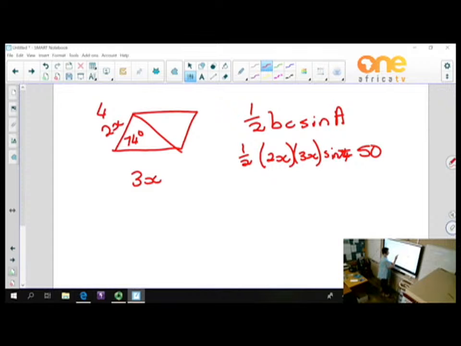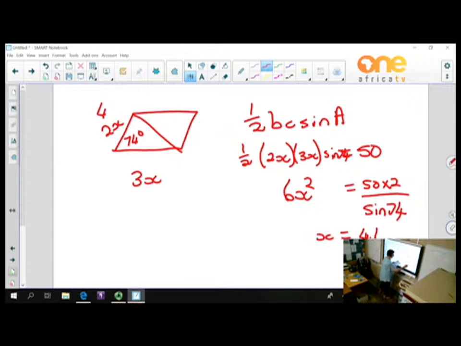So multiply by 2 there, so it will be 50 times 2, divide by sine 74, and this will be 6x squared is equal to. So now you can just calculate that value. We will divide it by 6, you will square root it, and the answer is 4.16.